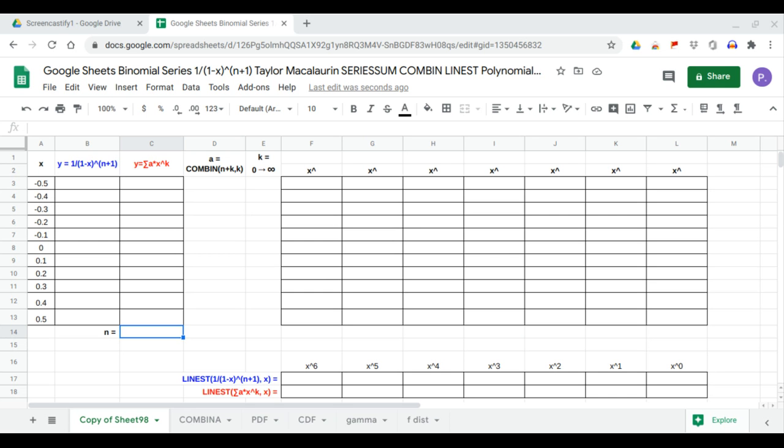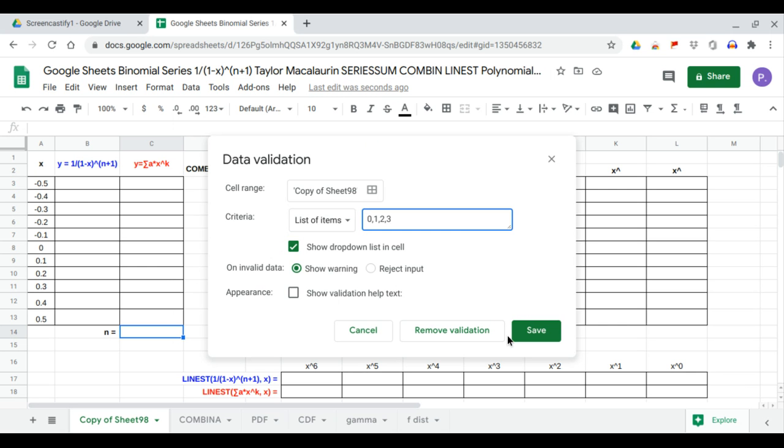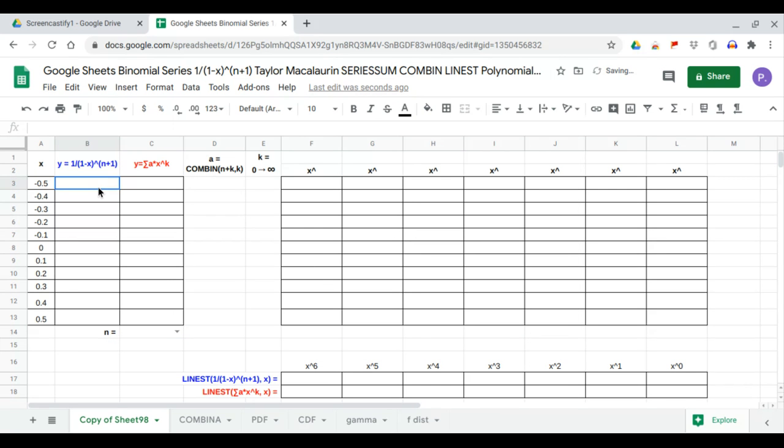In this video, we'll generate the binomial series dataset of 1 over 1 minus x to the power n plus 1, where the value of n will be from 0, 1, 2, and 3. So here's the dataset. So array formula, 1 over 1 minus x to the power n plus 1.